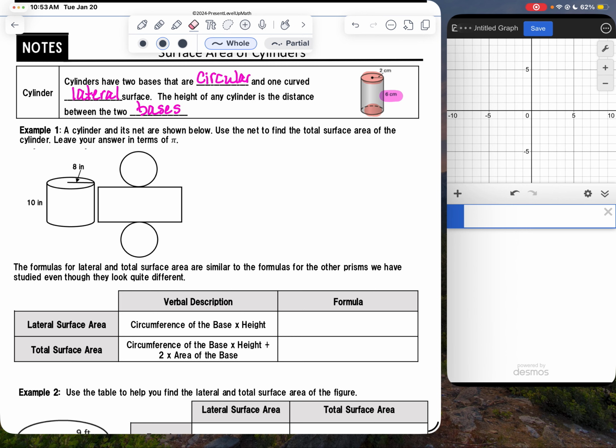So let's start with the area of the circle. The area of a circle is pi r squared. So if I wanted to find the area of this circle, all I need to know is the radius. So this would be pi times 8 squared. So area would be 64 pi. Now, if I know the area of this circle, I also know the area of this circle. So I've got 64 pi and 64 pi.